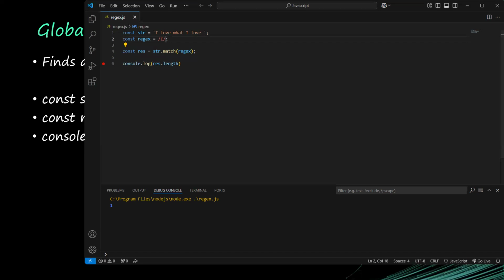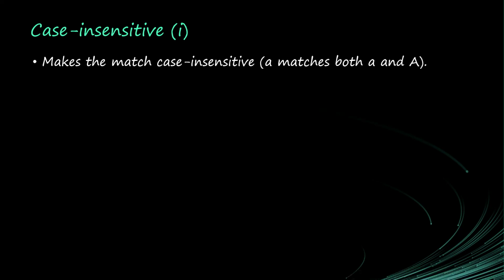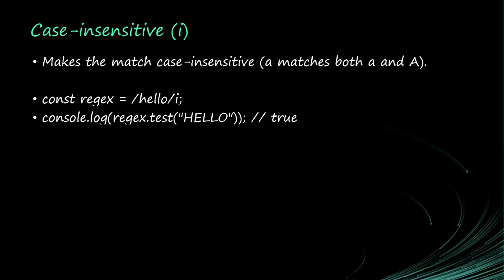Okay, so the next flag is case insensitive. You know JavaScript is case sensitive, so capital I and small I are not the same thing. This flag makes the match case insensitive, so a matches both a and A. But if you do not put this flag, lowercase a will not match uppercase A. Here, we have lowercase hello, but we are testing for uppercase Hello.